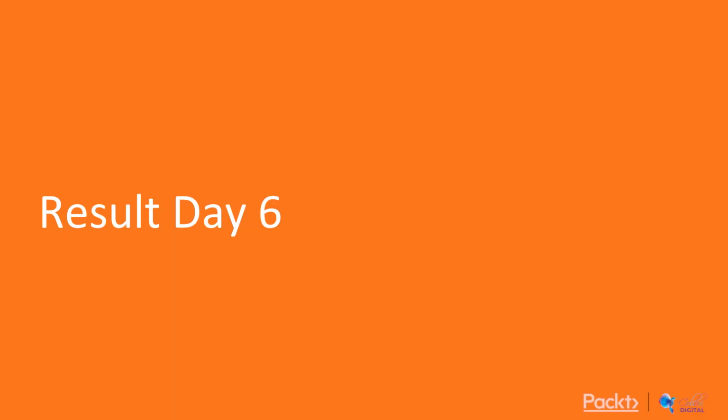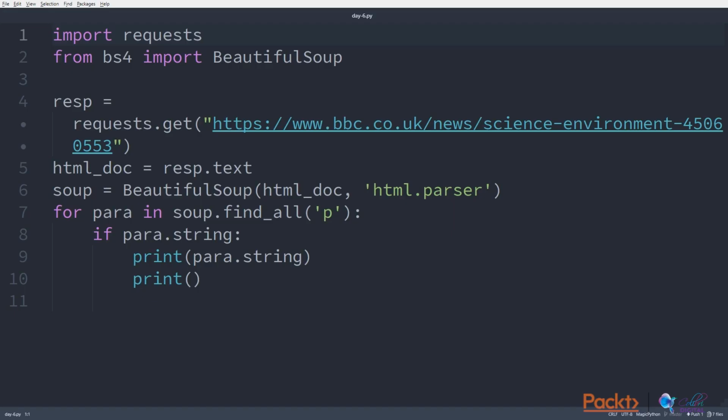Day 6 is easy enough. In my day6.py, what we've done is we first import requests, which is the module to request information from online. We then use Beautiful Soup to import an HTML processor. We first create a request to get some data from online. Here I'm using a random article from the BBC. We then use the text as the HTML documentation.